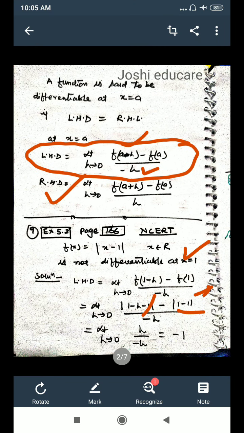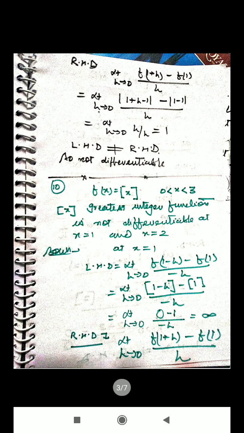Left hand derivative is minus 1. Right hand derivative is plus 1. So we can say it is not differentiable. So the question is very simple, you can see.